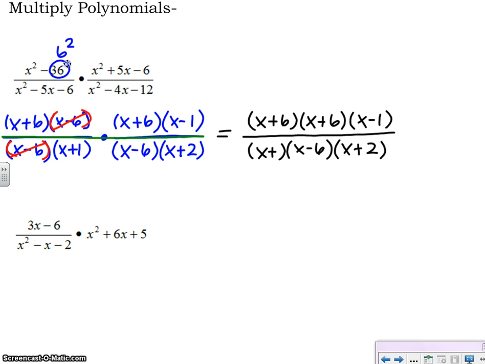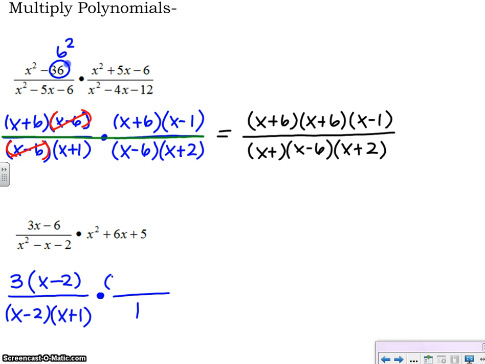All right, let's look at one more example here. This one's a little bit different because when we look at the 3x minus 6, all we need to factor out is the GCF. So we factor out our 3, and then we're left with x minus 2. And then we factor the bottom, x minus 2, x plus 1, times. It might be helpful to put this over 1 so you can help visualize. And then this will factor to x plus 5 and x plus 1.